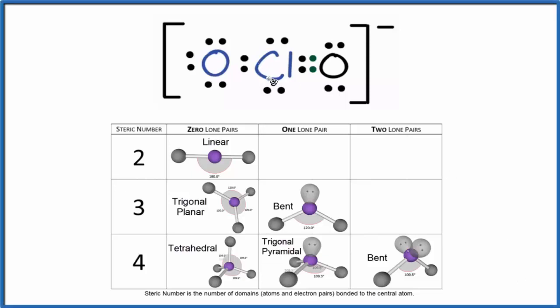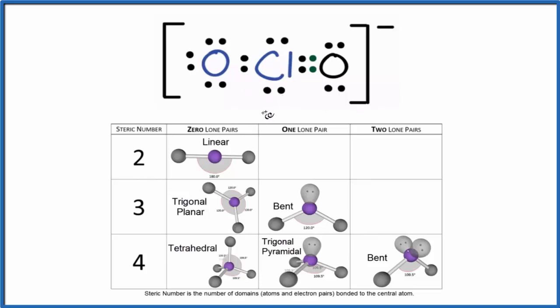In this video, we'll take a look at the molecular geometry for ClO2-. This is the chlorite ion. So when we look at this here, this is the correct Lewis structure. If you need some help with that, there's a link in the description of this video. We have our chlorite ion here.